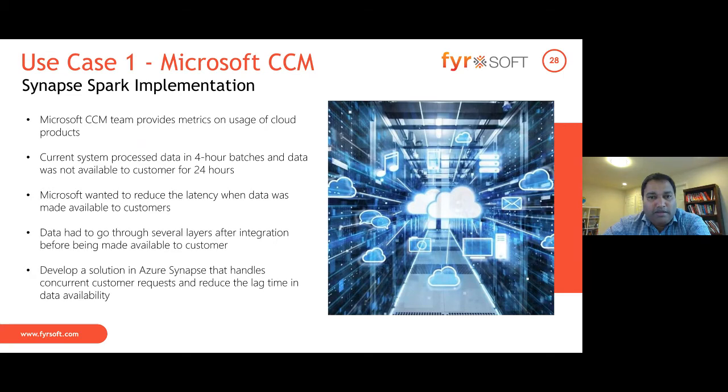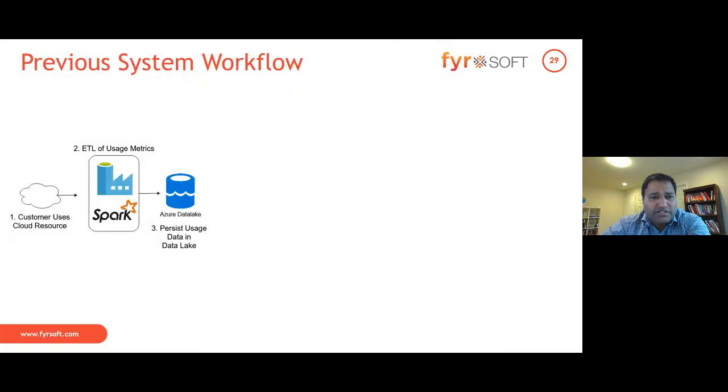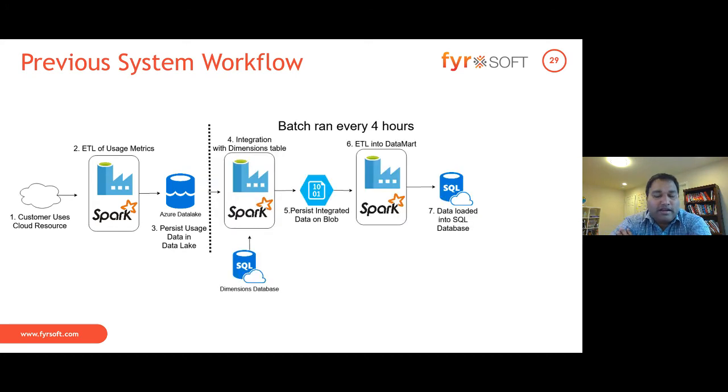So let me quickly go through their previous system. The customer usage data was coming in. They used Spark on HDInsight. They processed the data on Azure Data Lake, and then they had to go with another HDInsight job to process the data. They ran every 4 hours, and they processed the data into the blob, and then took the data into SQL, which is needed for reporting and available to the external customers.